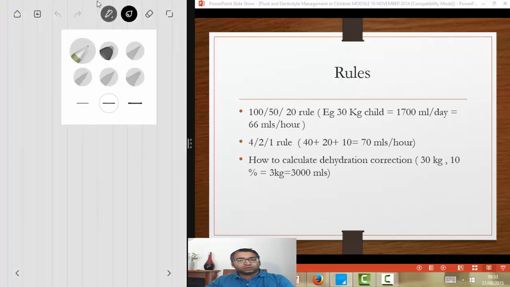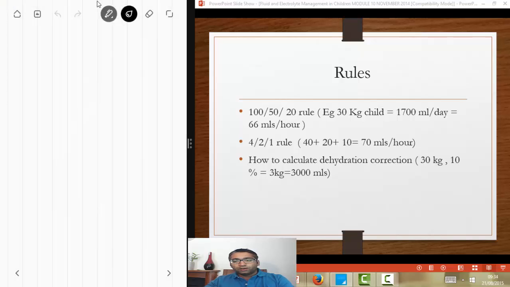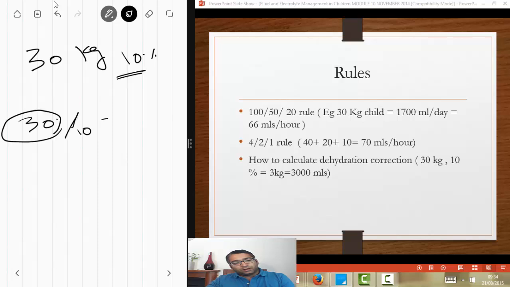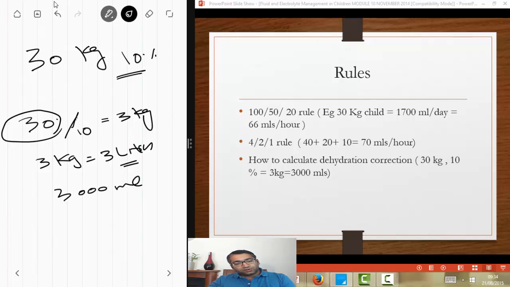Now you have a child who is 30 kilograms in weight, and you want to find out how much would be the 10% dehydration correction. 10% of 30 would be 3 kilograms. Because we are mostly made up of water, 3 kilograms would be equal to 3 liters of water. 3 liters would be 3000 mils. So this child's deficit, you can say, is 3000 mils.